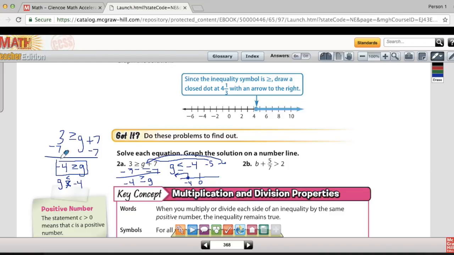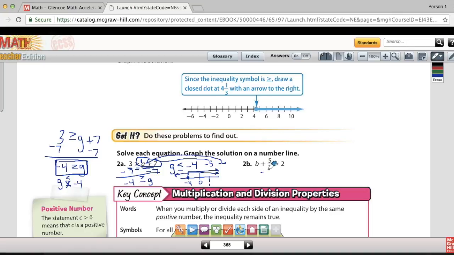What if I forget to and just say, okay, well, one of the solutions, and I put my arrow going to the right instead. What's a number to the right of -4? Let's just say the number 1. But when you put 1 in for g, what's 1 plus 7? 1 plus 7 is 8, and 3 is not greater than 8. And so that just tells you that the numbers to the right are not the correct answer. So just be aware of that.